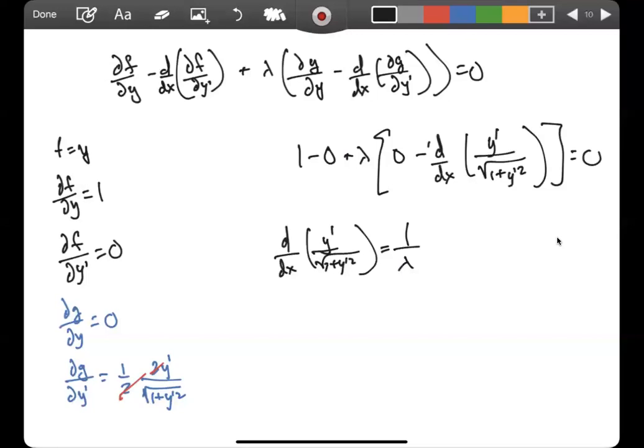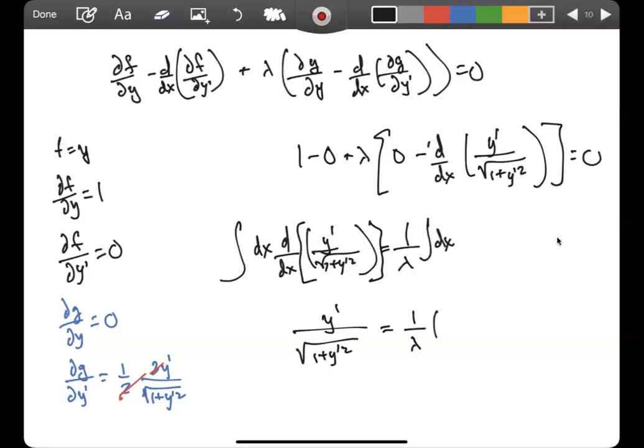Good. Let's integrate both sides of this. I'm going to integrate this side with respect to x, integrate this side with respect to x, and then solve. The right-hand side is just going to give me an x. On the left-hand side, I'm taking a derivative of all this and integrating over that, which means I'm just going to get the same thing back. So at the end of the day, I get y prime divided by the square root of 1 plus y prime squared is equal to 1 over lambda times x minus some constant, my integration constant, which I'm going to call c1. I'm only taking it as negative for convenience, and you're going to see that in a second. But again, c1 here is just some sort of integration constant.